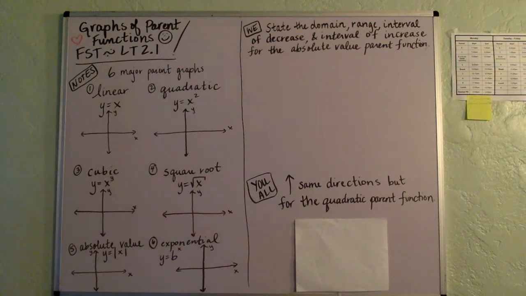Hi FST friends, here we go, our next lesson. We've made it successfully through the first concept, so now we're moving on into the second concept, graphs of parent functions. The six major parent functions, here we go.